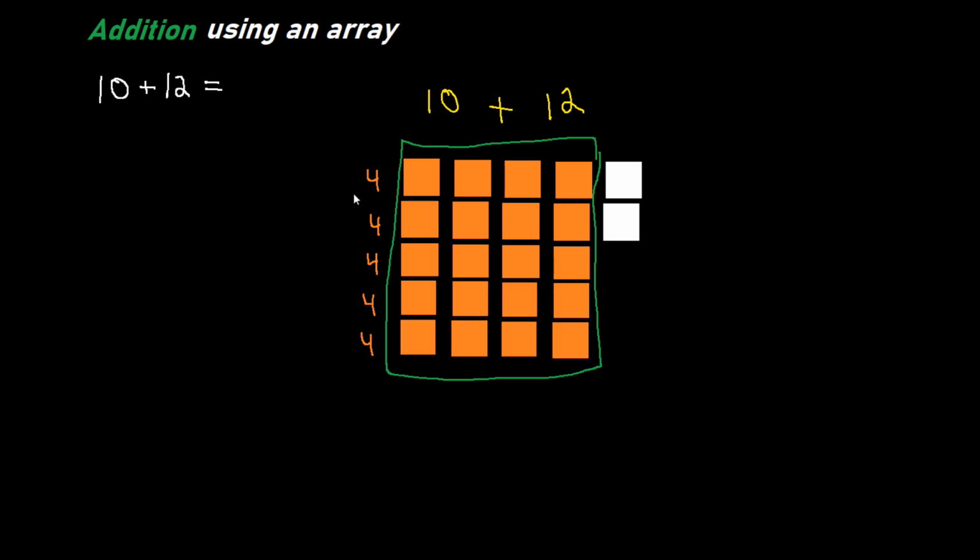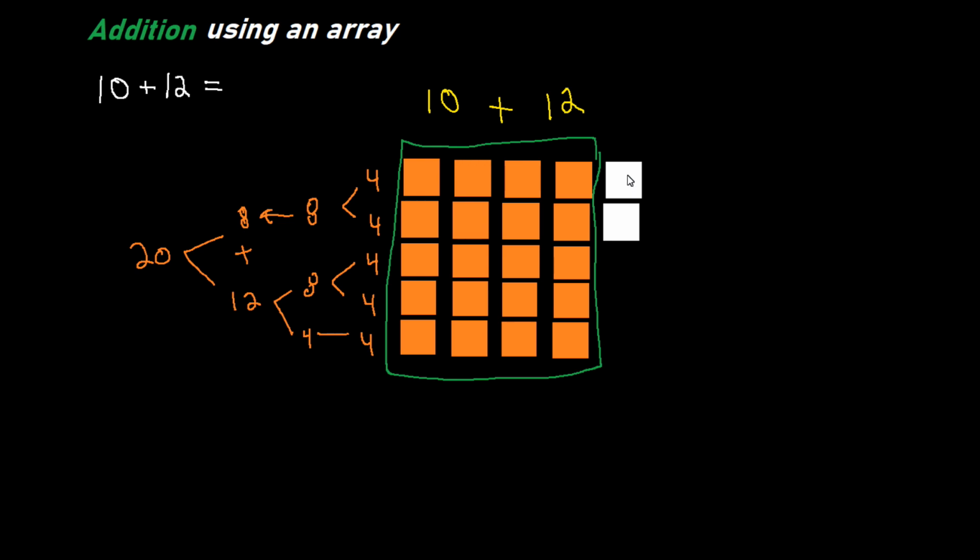Now we can add this part together to get a total. We have 8, 4 plus 4 is 8, and we have another 4. 8 plus 4 is 12. We still have the 8 left over. We're going to add 8 plus 12 is 20.